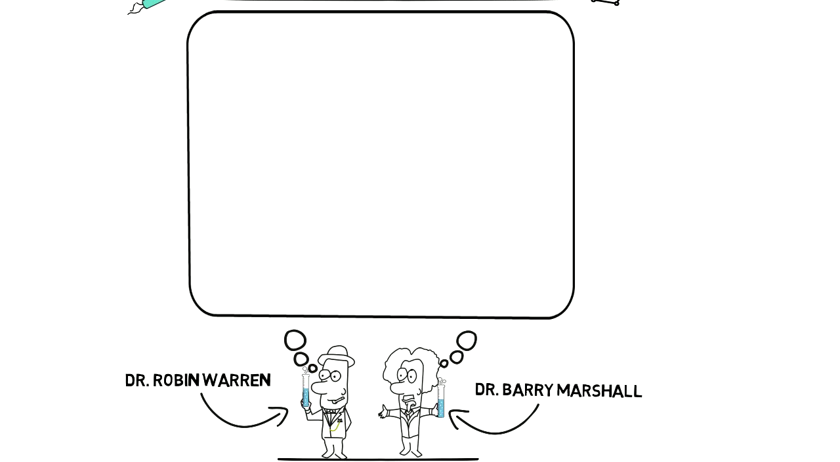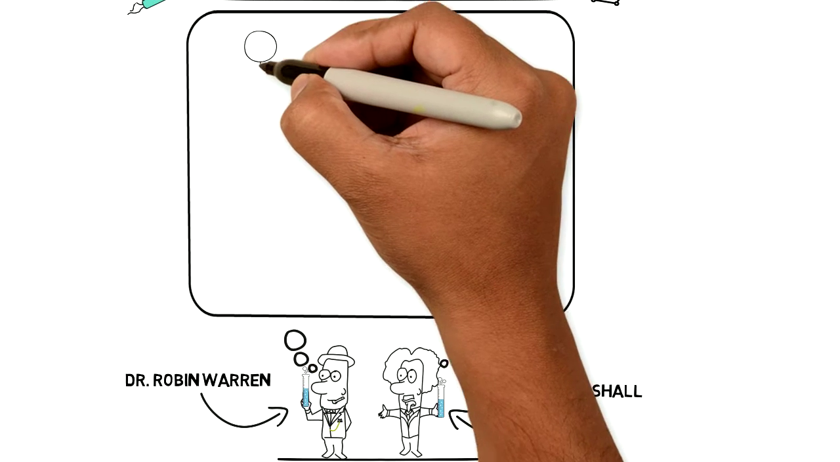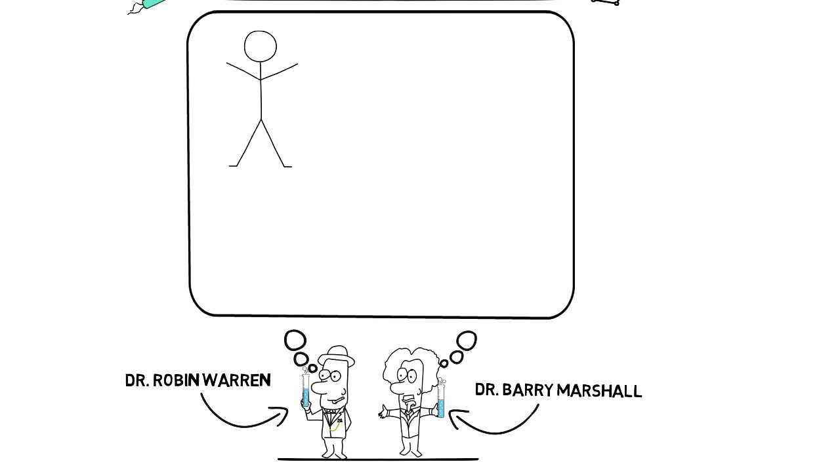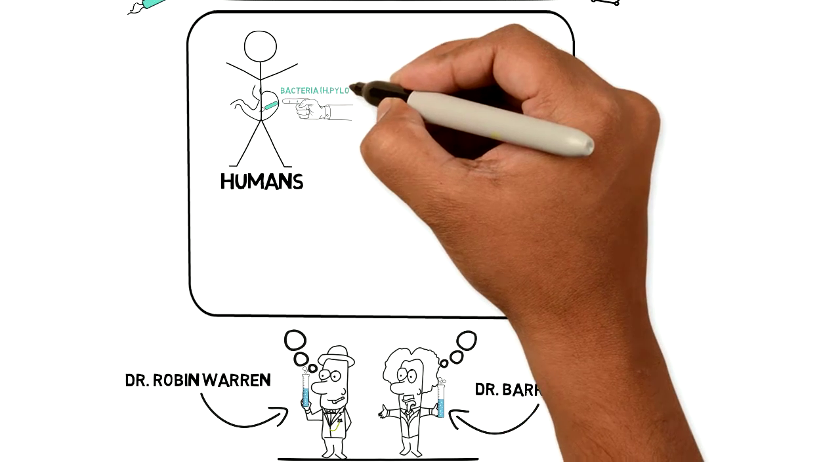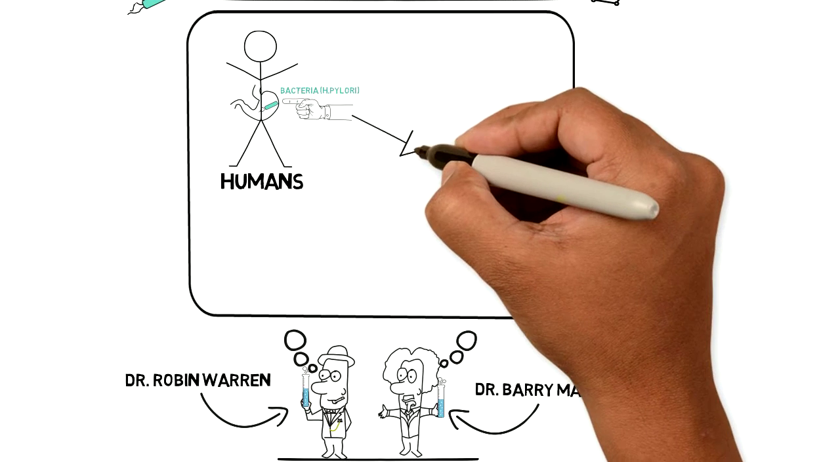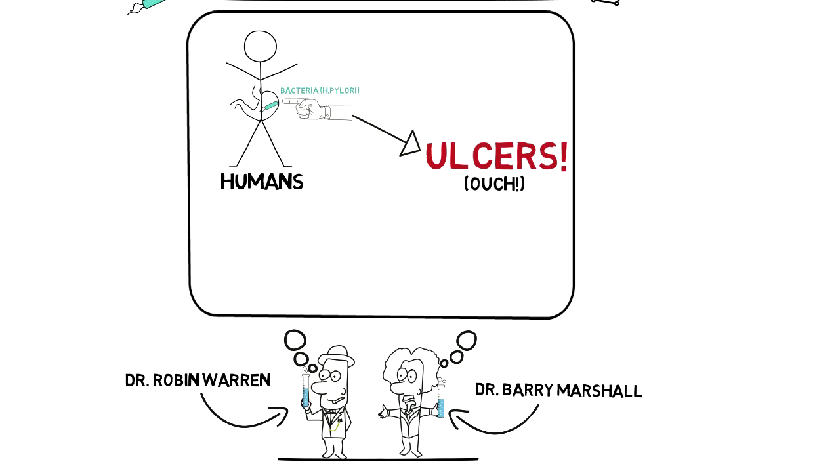Dr. Marshall and Dr. Warren both hypothesized that there is a link between the presence of H. pylori and the incidence of ulcers. They have observed that within the stomach of humans lives bacteria. They believe that if a specific kind of bacteria is present, H. pylori, then the person is more susceptible to developing ulcers.